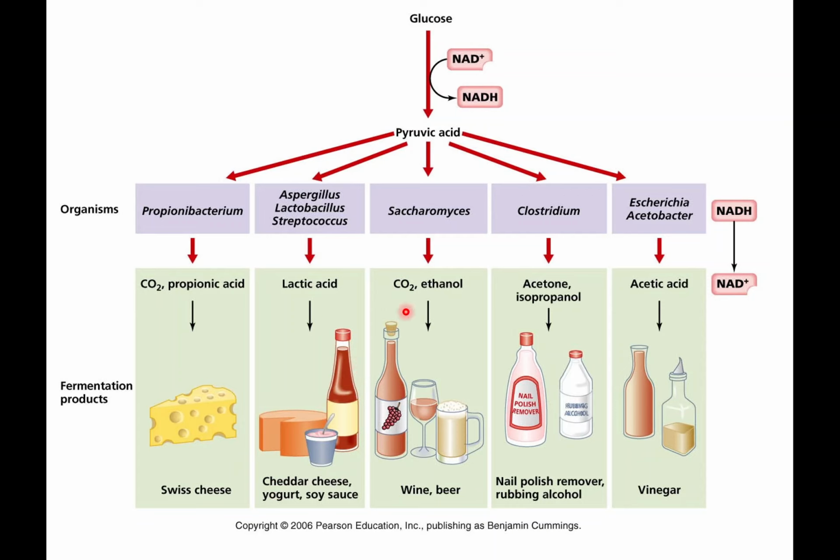Yeast, I think that's probably the most well-known application of fermentation, is to produce ethanol. Okay, things like wine and beer. There's also microorganisms that can produce acetone and isopropanol, very what we would consider kind of harsh chemicals, but that's what they're converting pyruvate into. And then finally, things can produce acetic acid as well.